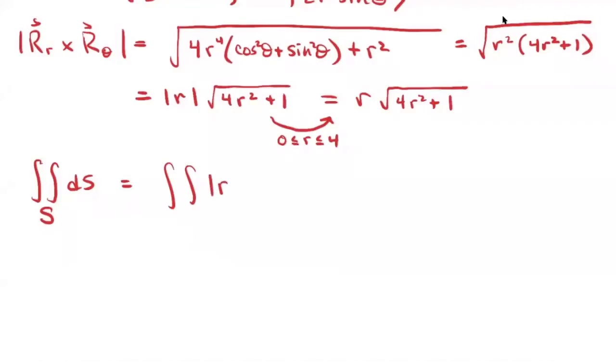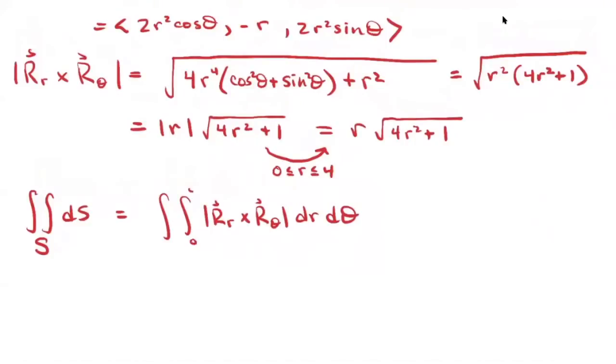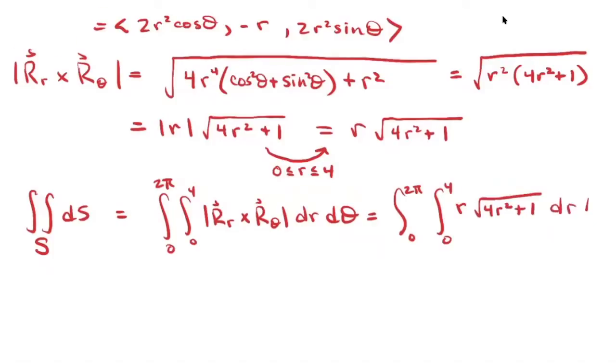Of course the formula says this is a double integral of the magnitude of r_r cross r_theta, and then that'll be a dr d theta. And now I can put limits. So r, I think, was going from 0 to 4, and theta from 0 to 2 pi. So we're going to integrate 0 to 2 pi, integral 0 to 4 of r square root of 4r squared plus 1 dr d theta.